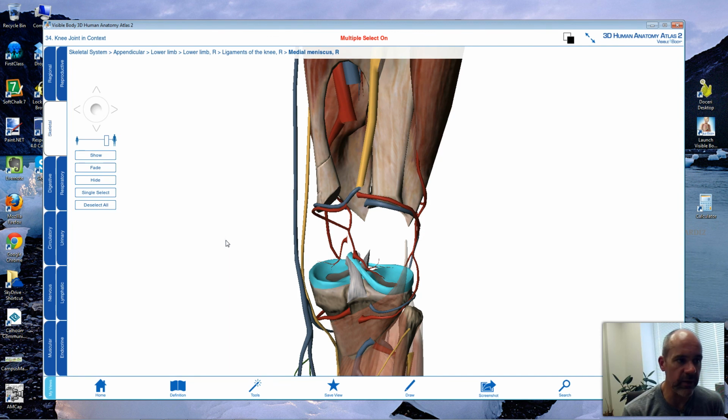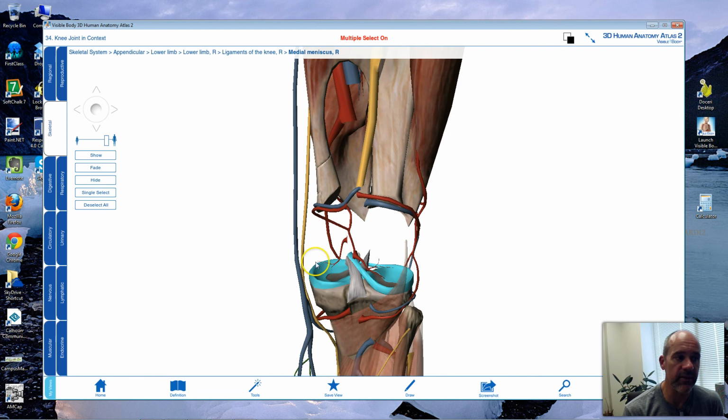They're made of dense regular connective tissue. No, I'm sorry, they're not. They're made of fibrocartilage. Cartilage does not have a good blood supply, so it's difficult for those to heal. And if they're ripped bad enough, sometimes you have to have surgery to suture them back together so that they can heal and begin to function.